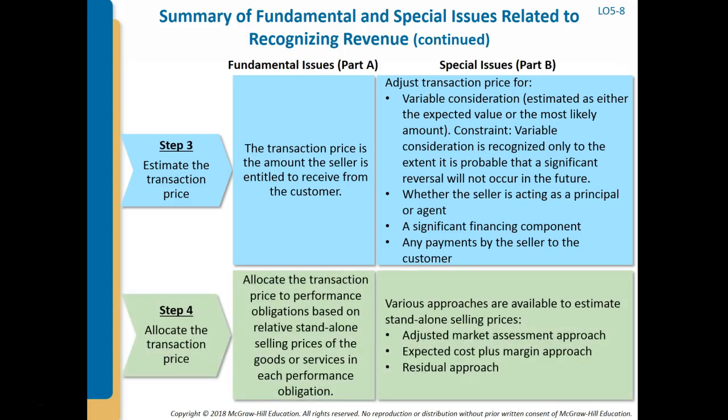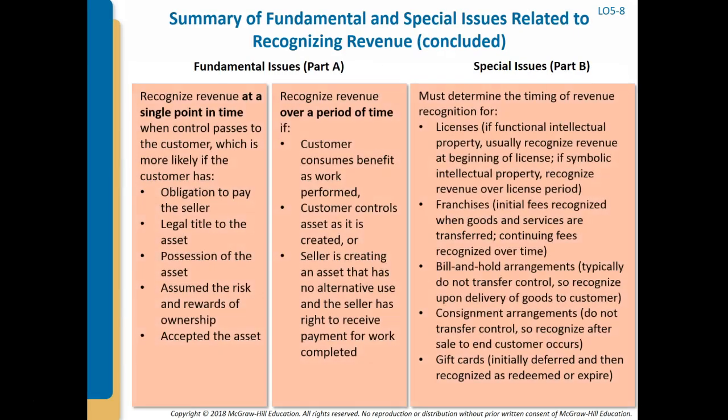Then the fourth step is where we allocate the transaction price based on the various performance obligations based on relative standalone selling prices of the goods and services in each performance obligation. And then there's a couple approaches to this: adjusted market assessment approach, expected cost plus margin approach, or residual approach. Then we've got the summary of fundamental and special issues related to recognizing revenue.